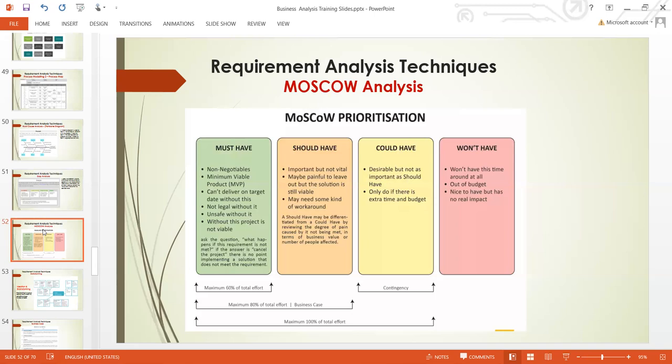The first segment is that there are some requirements the product must have. It is a must, it is non-negotiable. The must requirement is a non-negotiable minimum viable product: it can't be delivered on the target date without this, it is not legal without it, it is unsafe without it. Without this, the project is not viable. So these are the requirements. If the project doesn't have all these requirements, the project cannot hold.